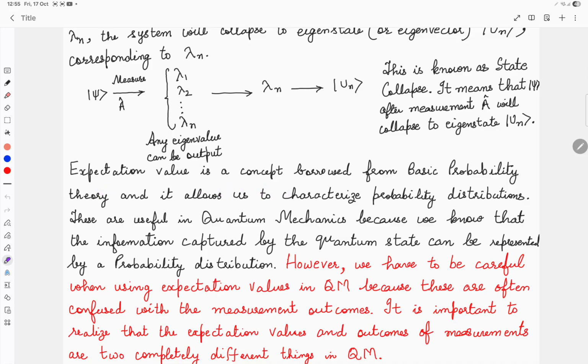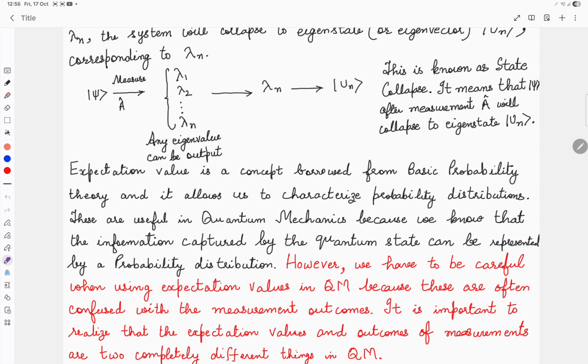Expectation value is a concept borrowed from basic probability theory, and it allows us to characterize the probability distributions. These are useful in quantum mechanics because we know that the information captured by the quantum state can be represented by a probability distribution. So we know that information about the quantum system, the quantum state, can be represented by a probability distribution.